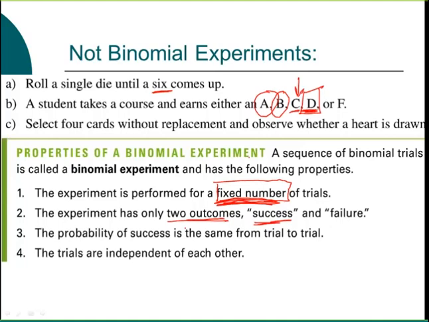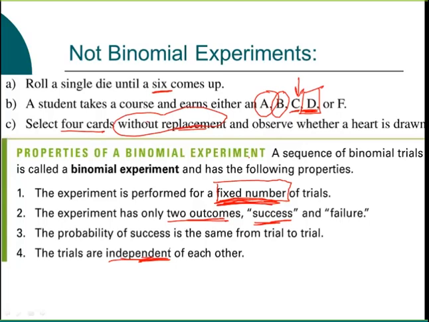And then select 4 cards without replacement and observe whether or not a heart is drawn. And so here you've got 4 cards without replacement, and the trials here have to be independent. And when you don't replace the card, you have a dependent situation where when you take one card out, now you just changed how many cards there are in your hand, and so that means that they are dependent on whatever you just drew out.